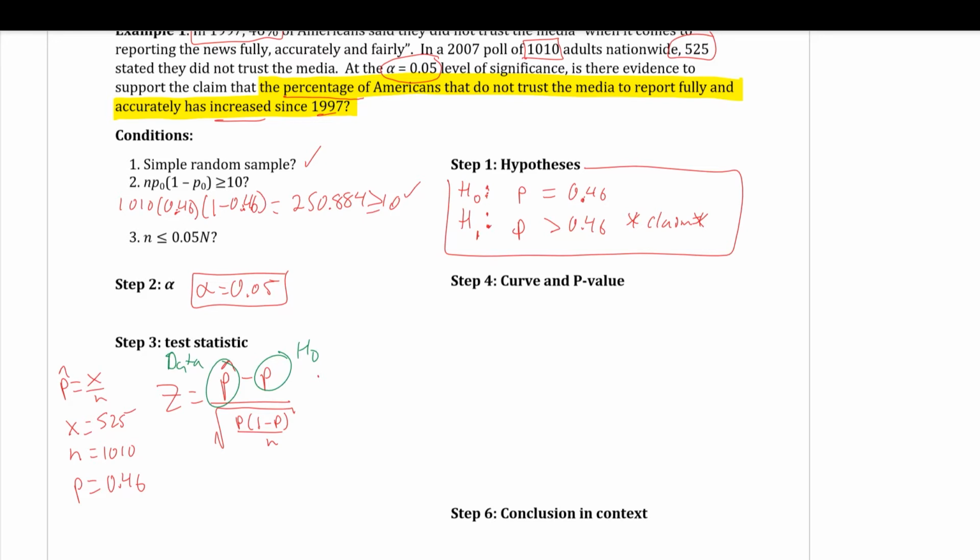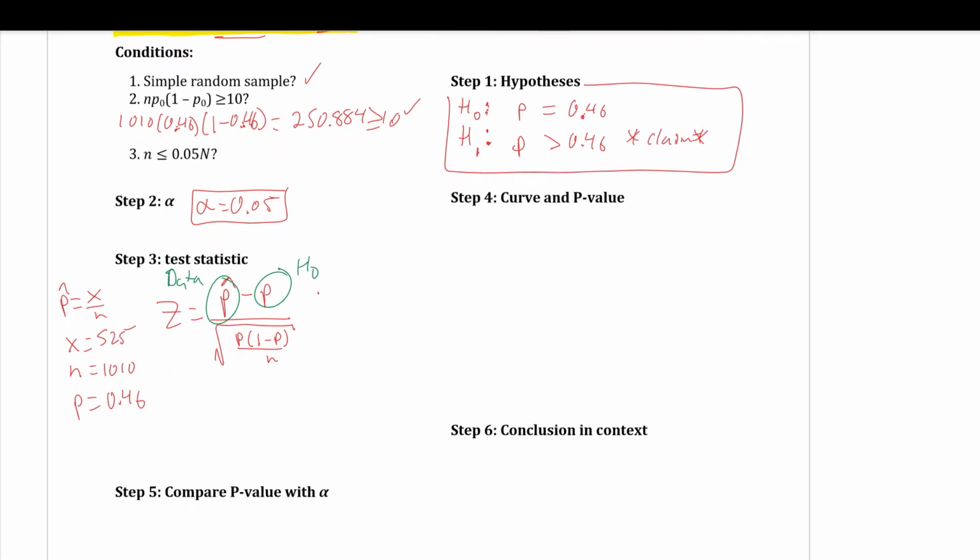Now, you can actually plug all these values into this formula and you'll get a result. And that's fine. That's how it's normally done if you didn't have the TI calculator, but we have the TI calculator. So let's go ahead and pull up that function, and that function is called 1-PropZTest. Let's go to the calculator.